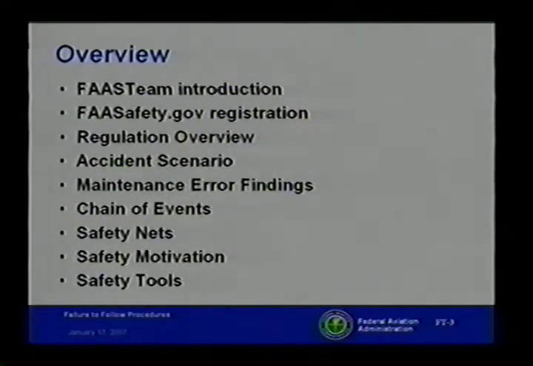We're going to talk about failure to follow procedures, the causal factors of failure to follow procedures, some of the maintenance errors that we have, and how you can get registered at www.faasafety.gov. The overview is going to be the FAASTeam introduction. We're going to work with that. Registration, how to do that, regulation overview, an accident scenario that we've gotten from the NTSB, maintenance error findings, how the chain of events affects everything, some of the safety nets that you can use to keep the errors from happening, or to at least minimize them, safety motivation, and some of the safety tools that we're going to be presenting and I have available for you.